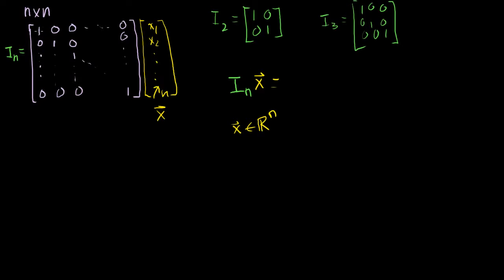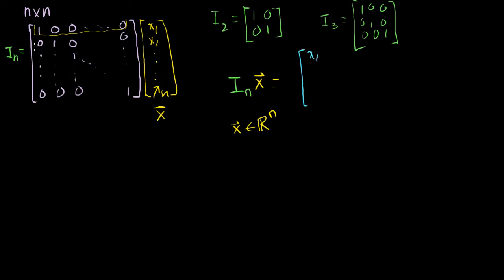Well, I'm going to get 1 times x1 plus 0 times x2 plus 0 times x3 plus 0 times x4, and so on. You can view it as this row dotted with the vector. So the only non-zero term is going to be the 1 times x1. So you're going to get another vector in Rn. And the first term is that row being dotted with that column, and so you just get x1.